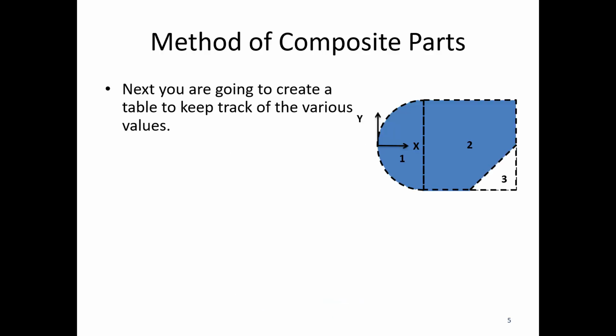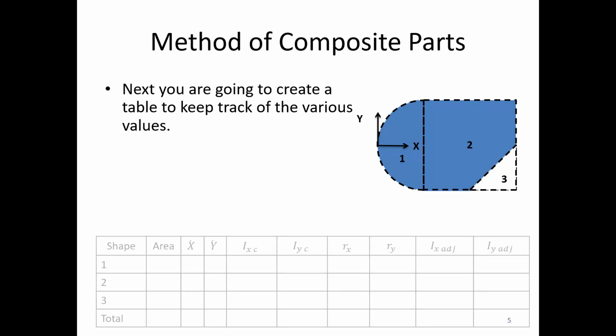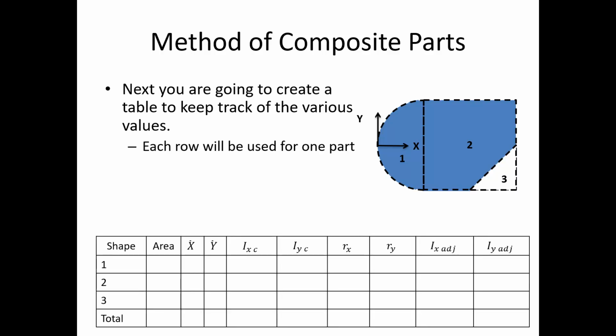Next, you're going to create a table of values to keep track of the various pieces. There are a lot of numbers that you're going to keep track of along the way. The table below is an example. Each row is going to be used for one of the pieces or parts. So I've got shape 1, 2, and 3 in my diagram. Those should correspond to rows 1, 2, and 3 in my table.